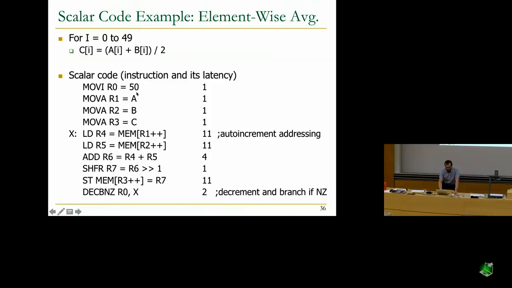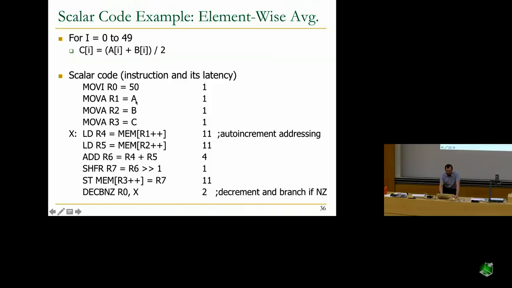So basically, you set up the vector length in this case, but it's not a vector, so it's really the iteration count. And you move the addresses of the beginning of the arrays over here into registers. Let's assume each of them takes one cycle. And this is a load instruction. Basically, it's a single load. It's loading the data at the memory address specified by R1. It takes 11 cycles into a single scalar register.